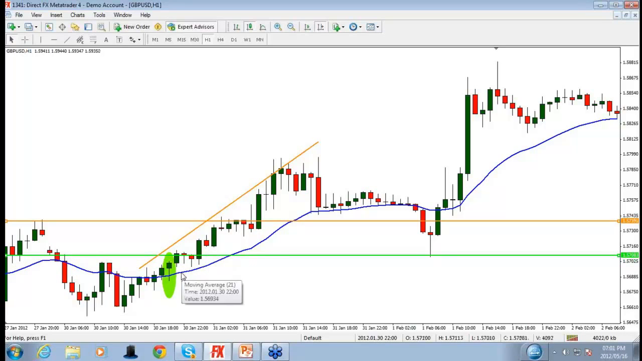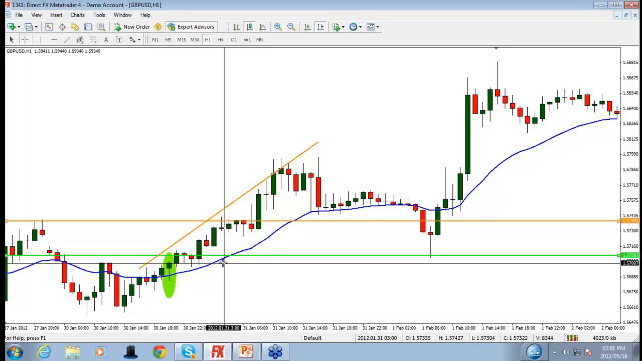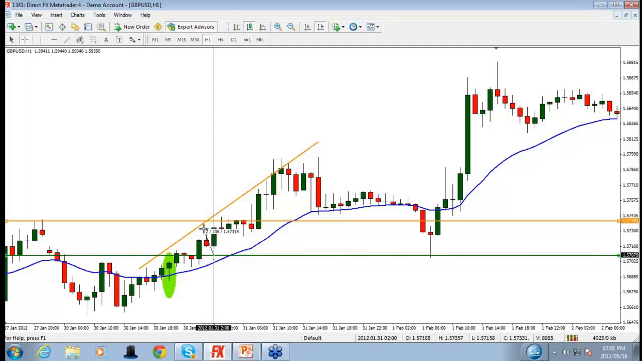And it took 1, 2, 3, 4, 5, 6, 7 hours, and I got the pips that I was looking for, 31 or 30 pips right there.